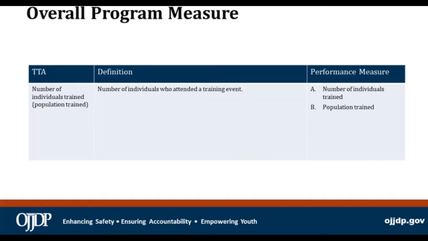Number of individuals trained. We define individuals trained as individuals who attended a training event. For this measure, you will first provide the number of individuals trained and then the population trained.